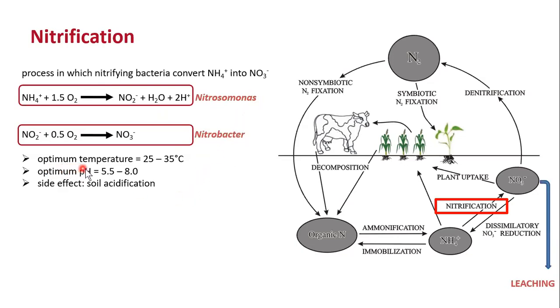For this nitrification, the optimum temperature is 25 to 35, the pH range is wider, 5.5 to 8, and the side effect may be that we are releasing H ions here, so there may be some kind of soil acidification process. Especially if you have alkaline soils and you are releasing these protons, there will be some transient acidification effects.